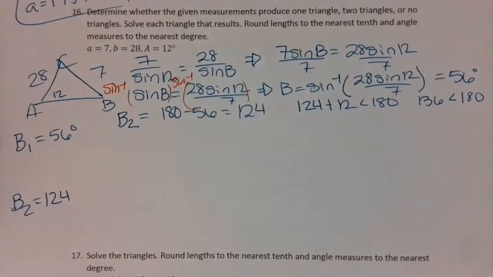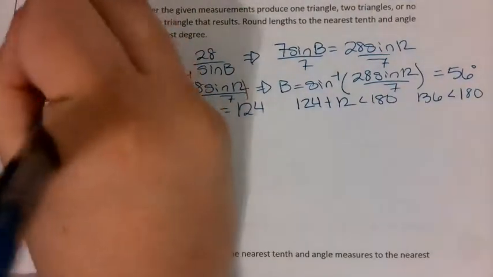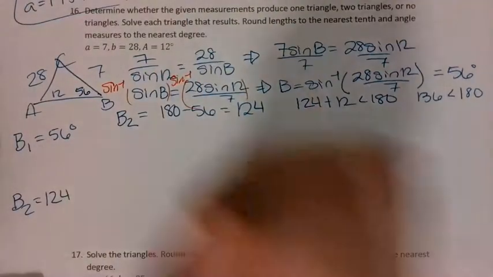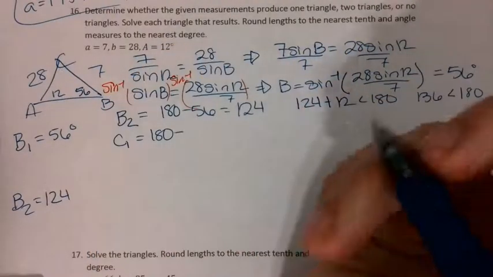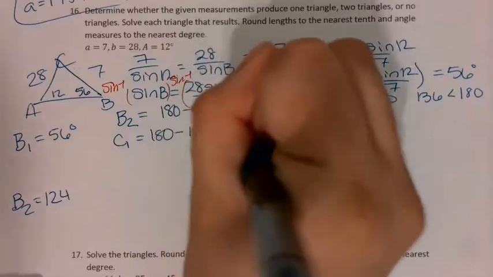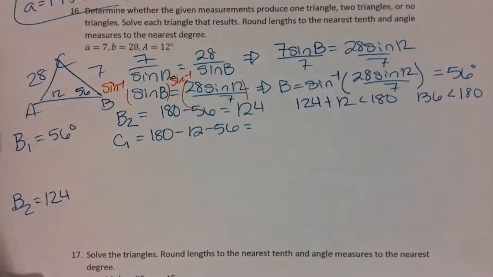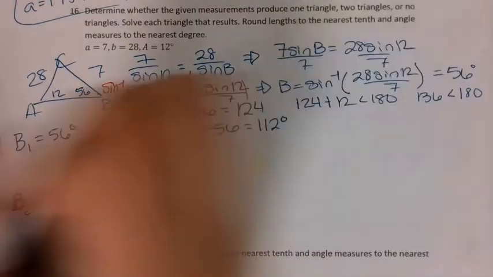So I'm going to go ahead and solve for my first triangle, and then I'll move on to the second triangle and solve for that. So on my first triangle, I know this is 56 degrees. I want to solve for that missing C value. So I'm going to have 180 minus 12 minus 56, which gives me 112 for this C value.